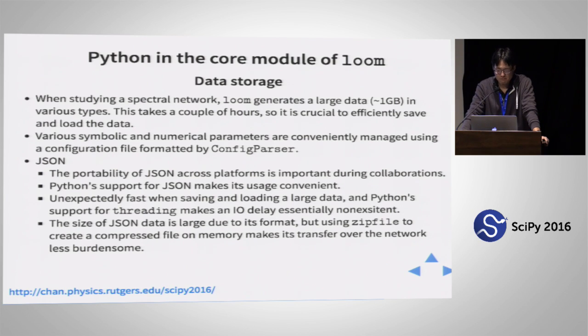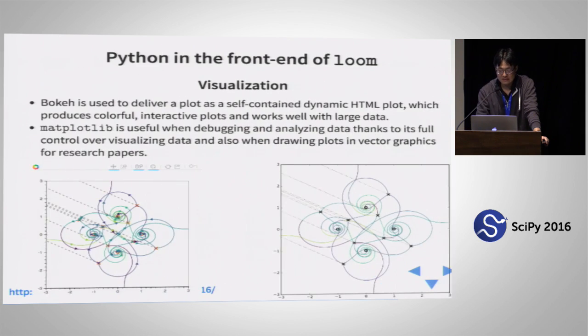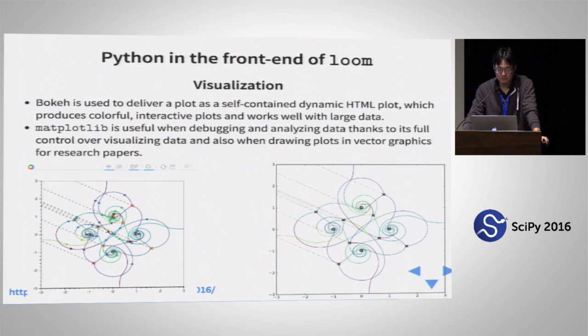But because of the format, the size of JSON data can be quite large, but we can use the zipfile module to create a compressed file in memory, and this makes transferring such data over the internet less burdensome. So this is the core part of Loom.